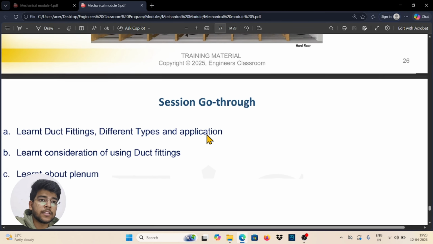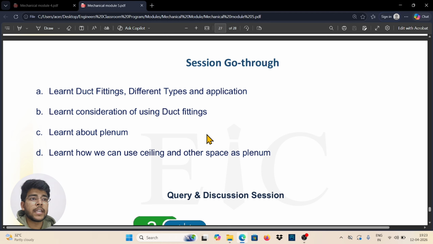So in this session, you have gone through the different types of duct fittings and their applications, learned about the considerations of using duct fittings, learned about plenum and plenum space, and learned how to use the ceiling or other space as plenum.